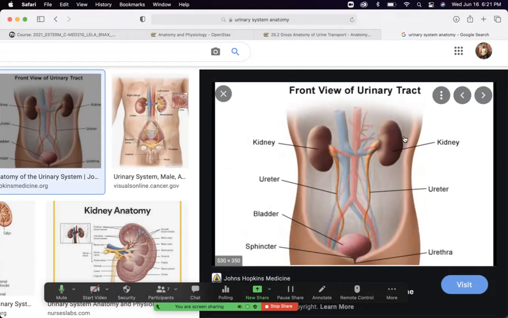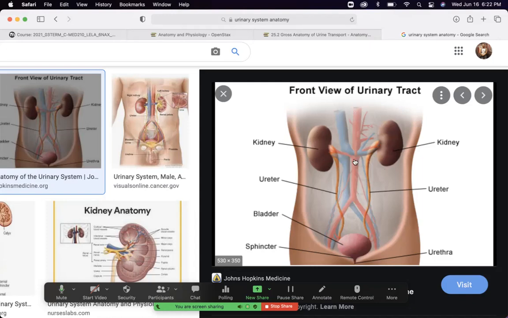Why would the right kidney be lower than the left? Would anybody know? You could call it out or put it in the chat. Why was the right kidney lower than the left? They drew it a little bit subtle, but it's a little bit more than this. What's the big organ that's here, above your right upper quadrant? The liver? The liver, correct. And since it's so big, it'll push down on this kidney.